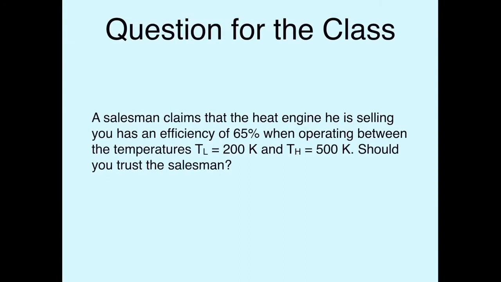Okay, so here's one for you to try out. We have a salesman that's claiming that the heat engine he's trying to sell you has an efficiency of 65%, and it operates between two temperatures. TL is 200K and TH is 500K. Should you trust the salesman? So pause the video, see if you can work this out, and then come back to it and we'll go over the result.